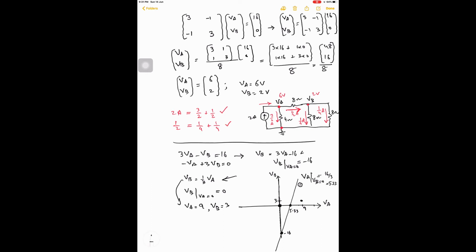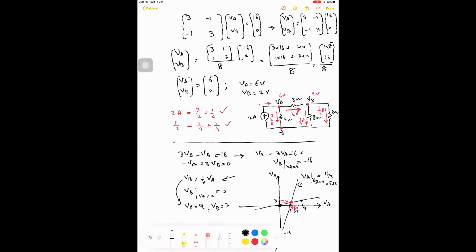Now we connect these two like this. Where is the solution? The intersection over here, this is our solution. The value over here, VB, is 2 volt, and VA is 6 volt. This is the graphical way to solve two equations.